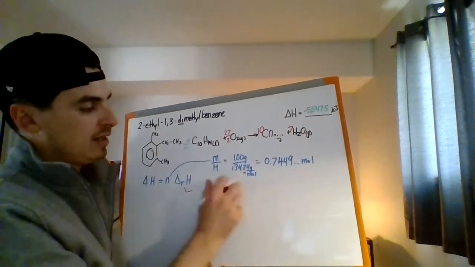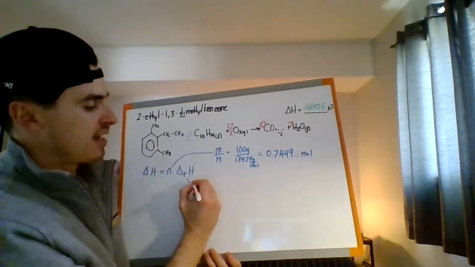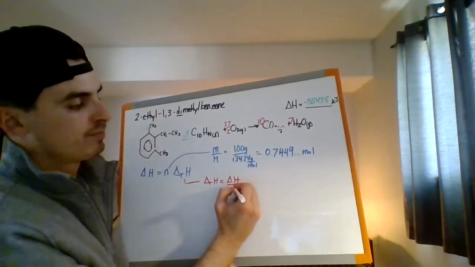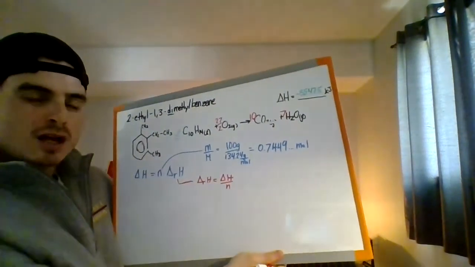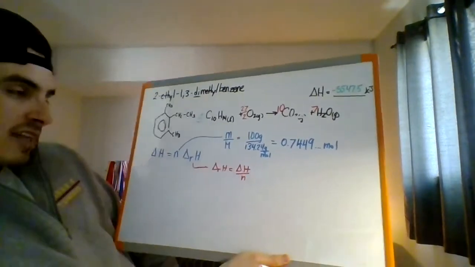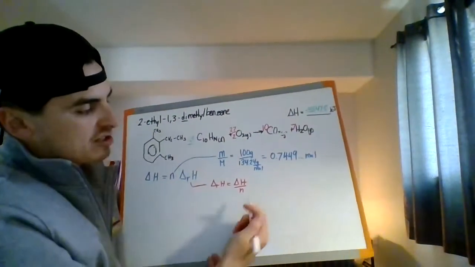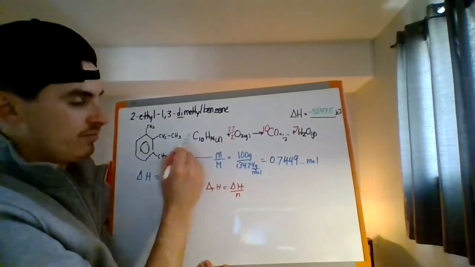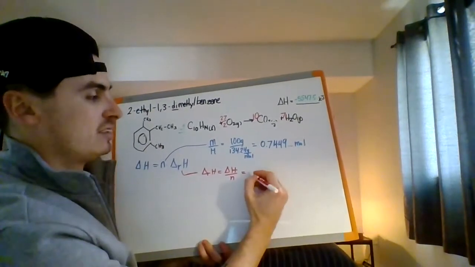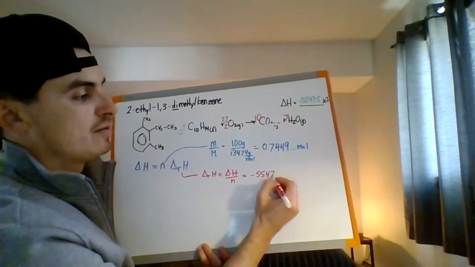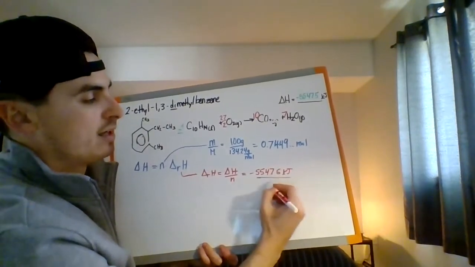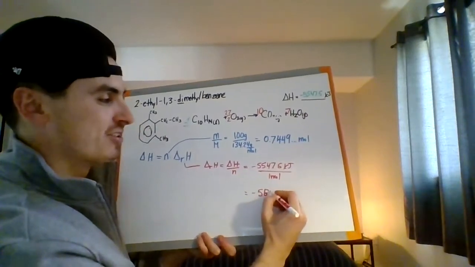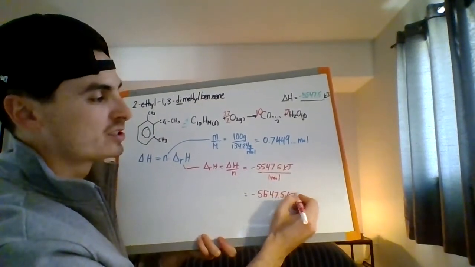So I have to find delta rH for this reaction. How do I do that? I kind of jig this formula around and say delta rH is equal to delta H over n. Okay, it seems a little weird, but remember that delta rH doesn't change. It's the same for every reaction. So you have to say to yourself, do I have a delta H? Yeah, I do. Do I have an n for this? Yeah, I do. So all I'm going to do is negative 5,547.5 kilojoules divided by 1 mole is going to give me negative 5,547.5 kilojoules per mole.